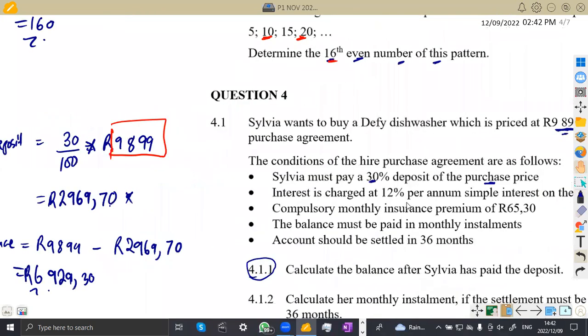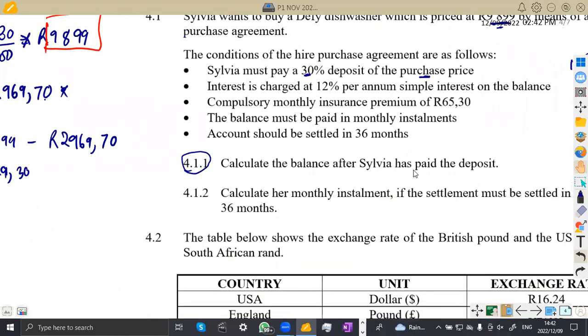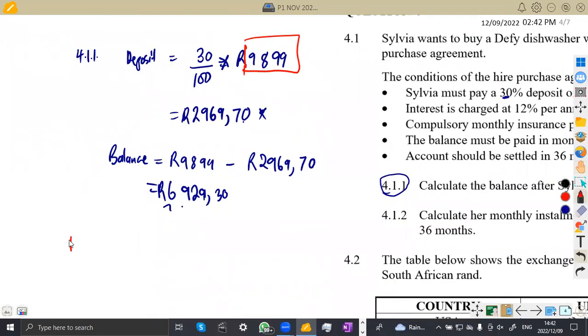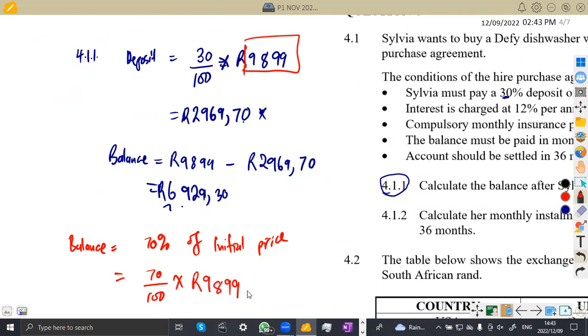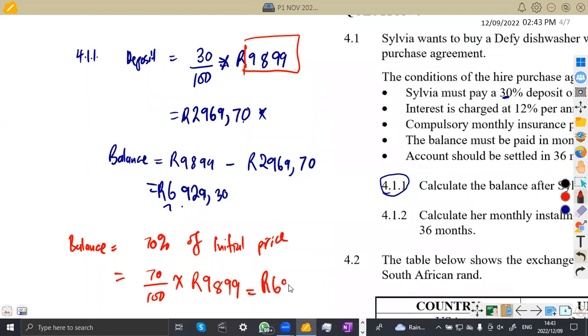Or like I was saying, since this guy is paying 30%, the balance is simply 70% of the total amount that was supposed to be paid. So we can calculate it that way too. Let's see if we get the same answer. The balance is 70% of the initial price, which is 70 over 100, or 0.7, times 9,899. You find your answer directly, no complications. As you can see, we obtain the same answer, 6929.30. So that was the balance.